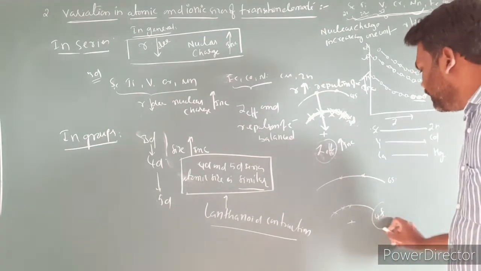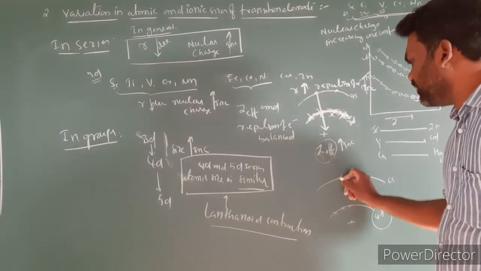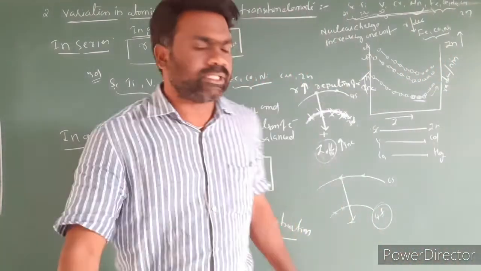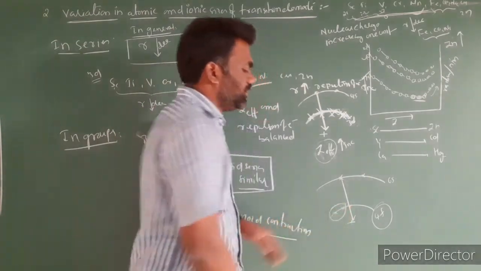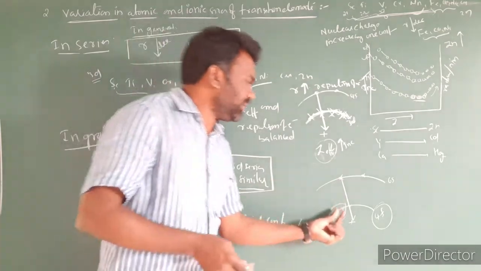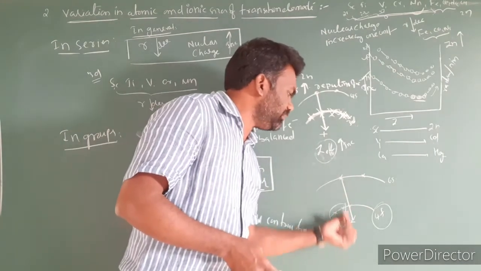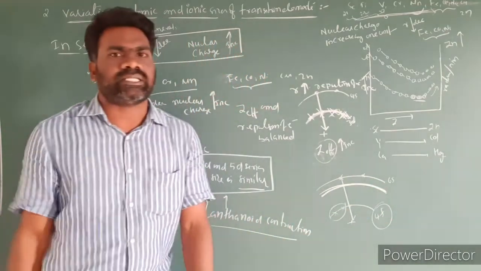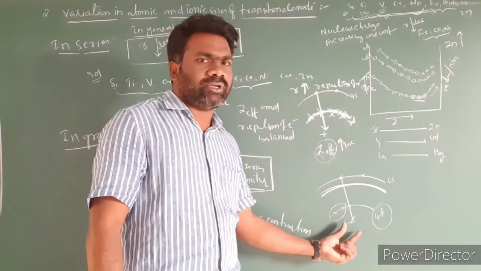Here, the 4f orbital has a poor shielding effect. That means the electrons present in the outer shell are attracted strongly towards the nucleus. The electrons present in the 4f orbital do not repel them, because of the poor shielding effect. So the electrons come close to the nucleus. As a result, the size decreases. This effect is nothing but lanthanoid contraction, because this is in the lanthanoid series.